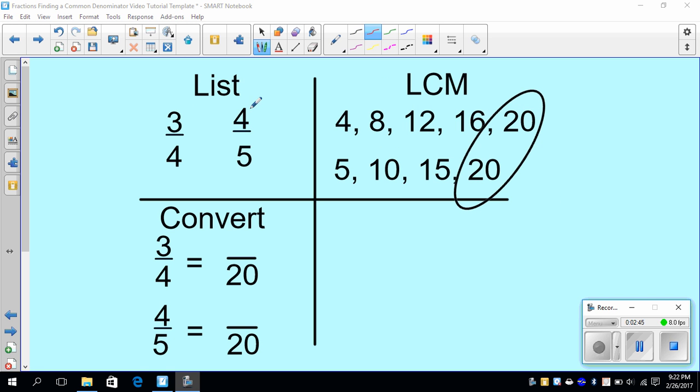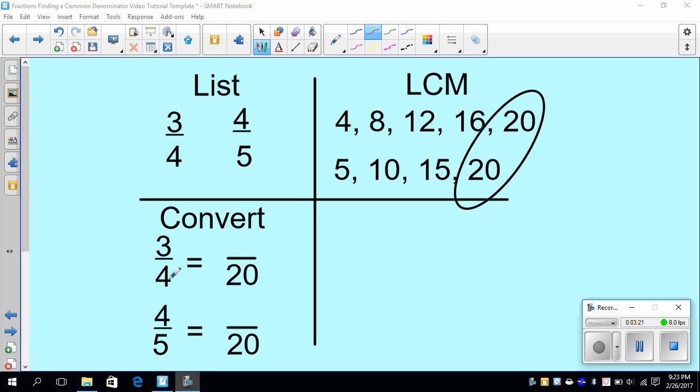And I'm going to circle my least common multiple so that I know which one we're working with. Okay, so we've listed our two fractions, then we took the two denominators and made multiples lists to find the least common multiple, which we found in this case to be 20. So the next step is to convert both of our fractions into fractions with 20 as the denominator. So first thing I do is I just set up my quadrant. I relist my two fractions, and I set up my denominator that I know I want to turn each one into.